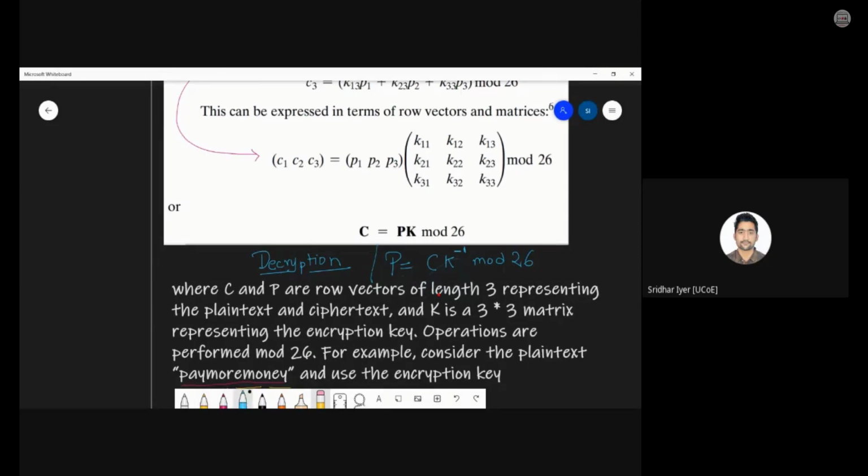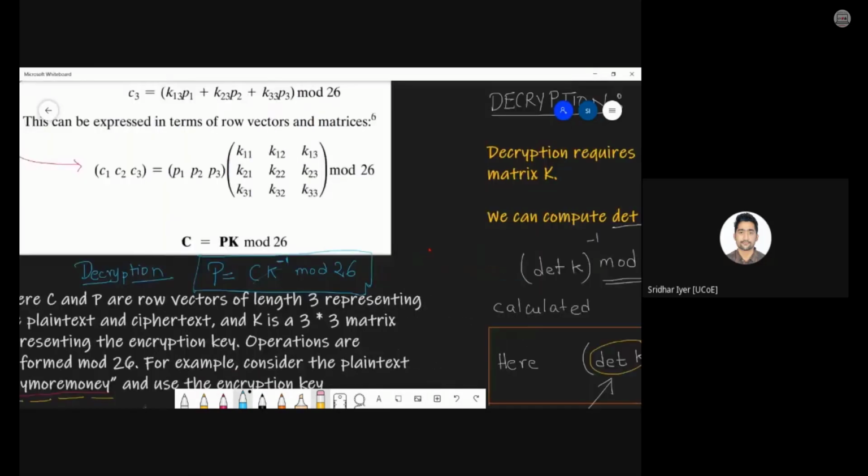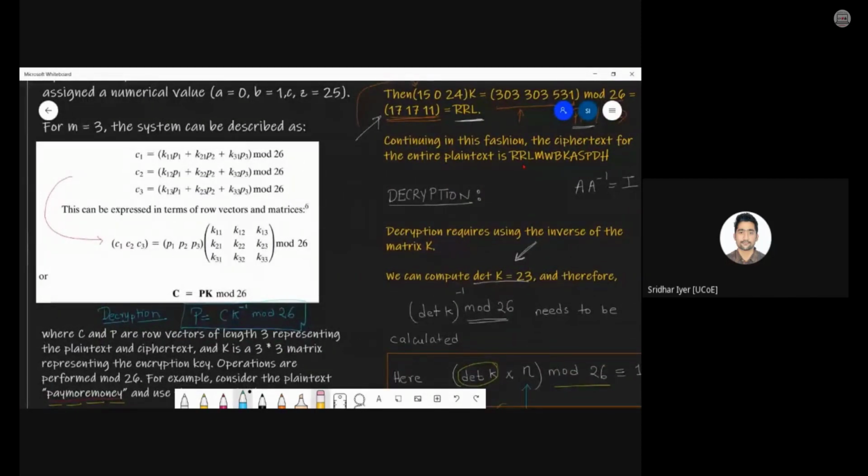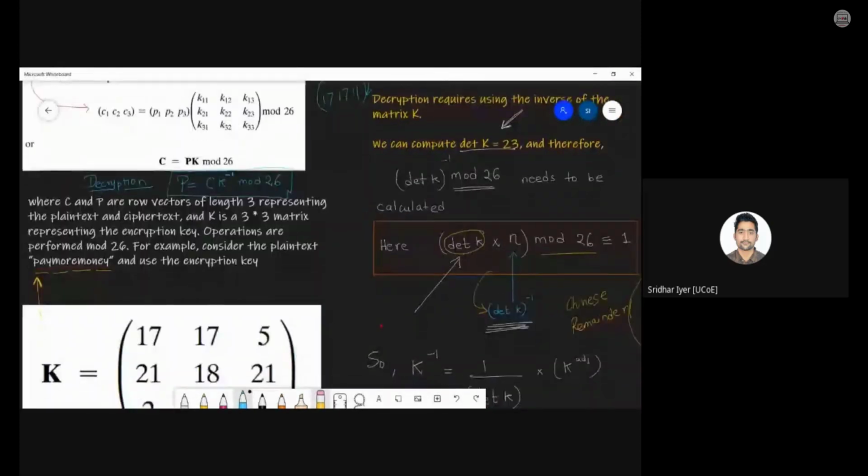The answer you will get is plain text is equal to C into K inverse mod 26. What is C? C is nothing but that you got over here. R, this one, this value is your C. So again, you have to take pairs of 3. You have to convert that into the numeric value. Numeric value is nothing but 17, 17, 11. Multiply this value with your K inverse that you will get from here.